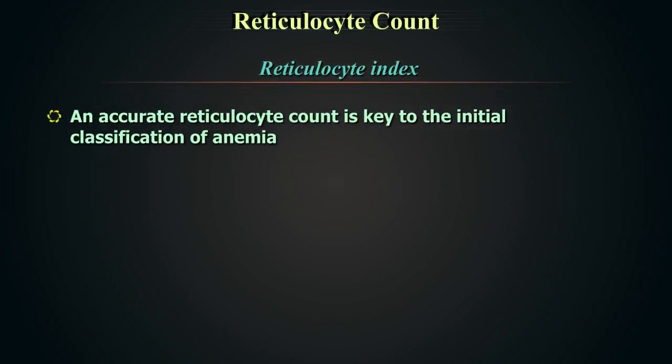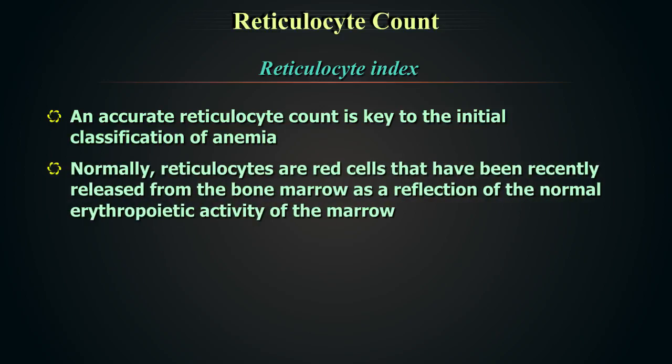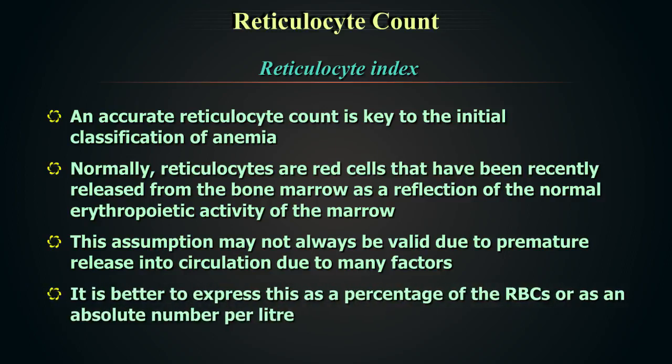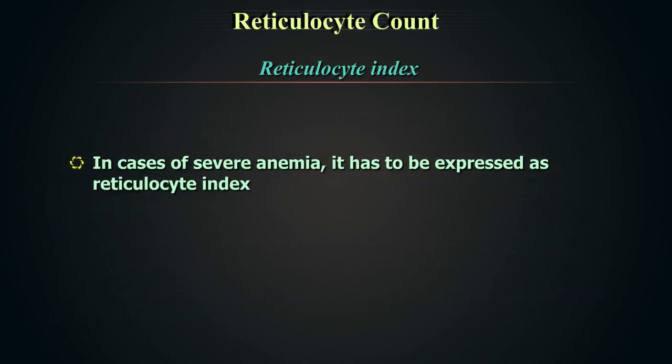Reticulocyte index. An accurate reticulocyte count is key to the initial classification of anemia. Normally, reticulocytes are red cells that have been recently released from the bone marrow as a reflection of the normal erythropoietic activity of the marrow. This assumption may not always be valid due to premature release into circulation due to many factors. Here, it is better to express this as a percentage of the red blood cells or as an absolute number per liter. In cases of severe anemia, it has to be expressed as reticulocyte index.